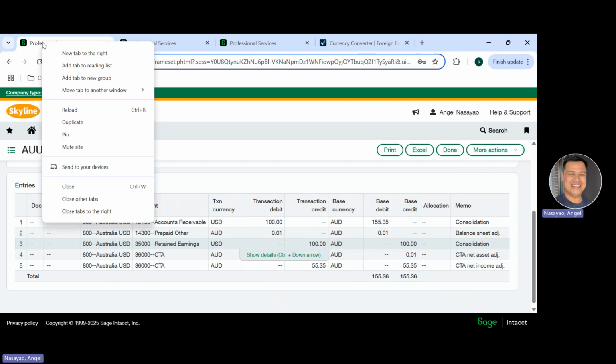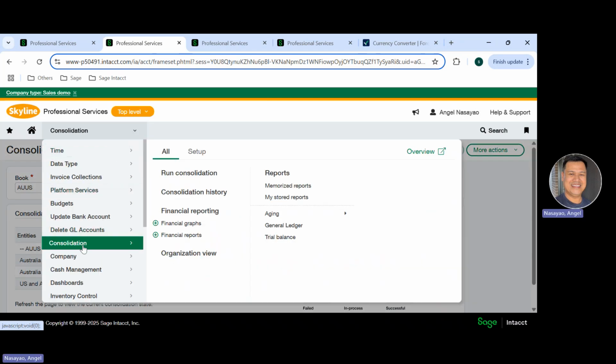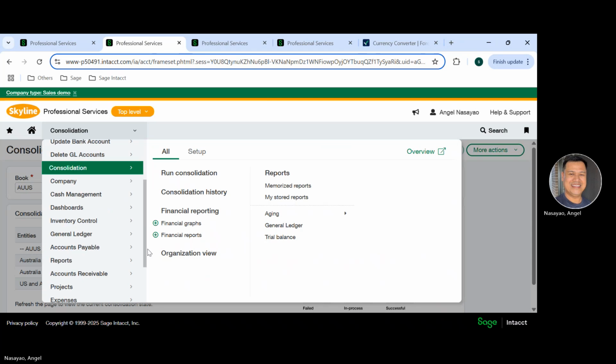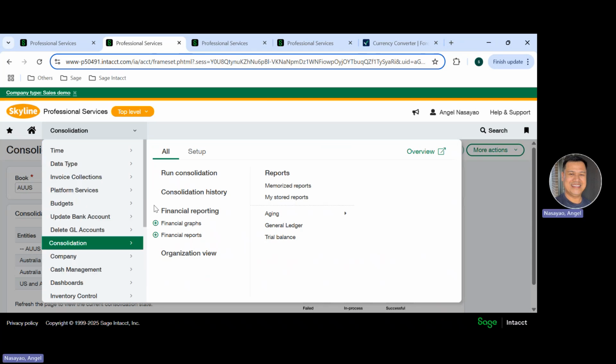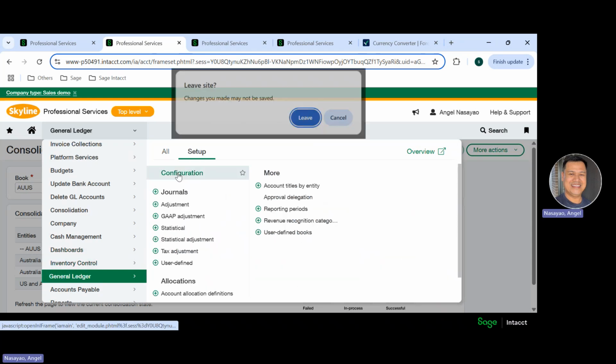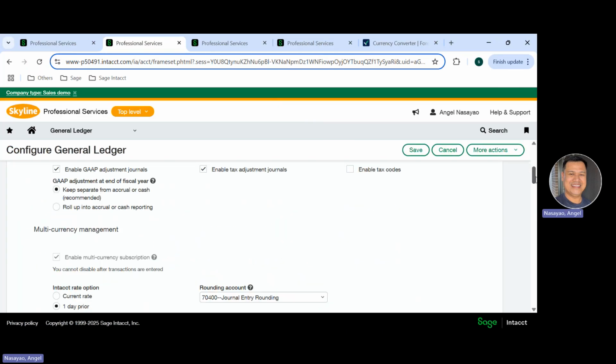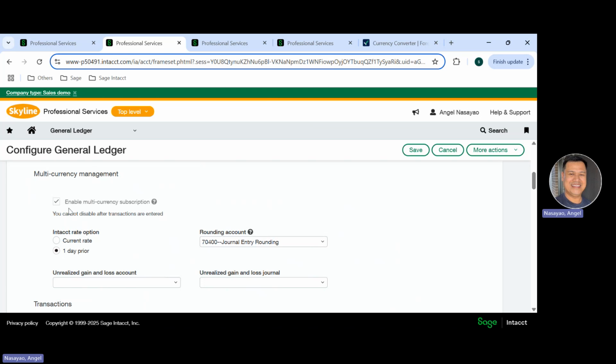With my setup, if I'll be able to show that with you, let me just duplicate this one here for easier viewing. So if I have a look at general ledger, and if I go to setup, configuration, and let's have a look at whatever is chosen here. Yep, so multi-currency management. This is the best practice as well for the Australian region, since Oanda may not be finalized by first thing in the morning for the previous day. So it's best to have the rate option one day prior.